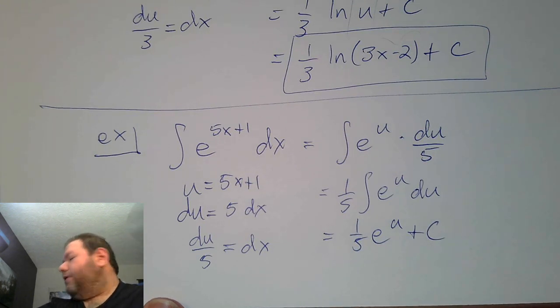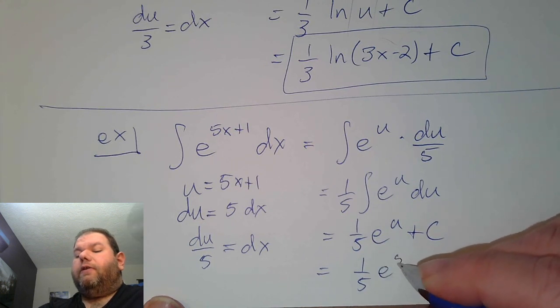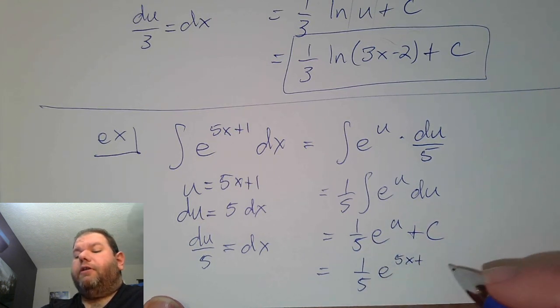Alright, and then from there, we just plug u back in, and that is our answer: 1/5 e to the 5x plus 1, plus c.